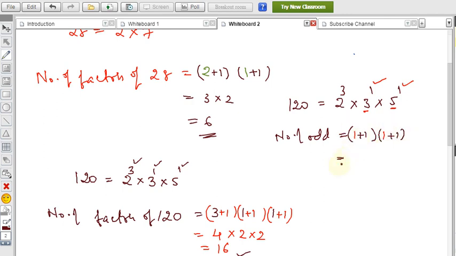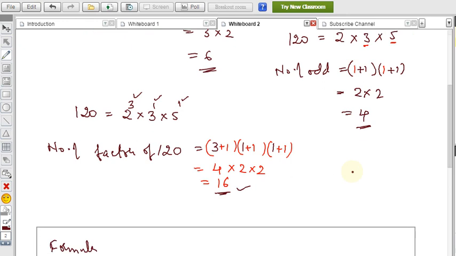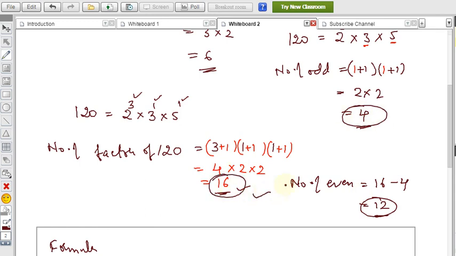Okay, if it is the total factors, every power will be taken. If it is odd factors, only the odd bases' powers will be taken. 2 into 2, that is 4. So in this, the total is 16 and the number of odd factors is 4. Then the number of even factors is 16 minus 4, that is 12. So the number of even factors is 12, the number of odd factors is 4, and the total factors is 16. So this is even, odd and total.